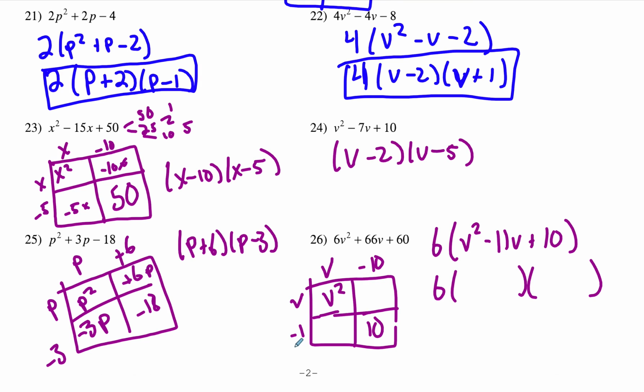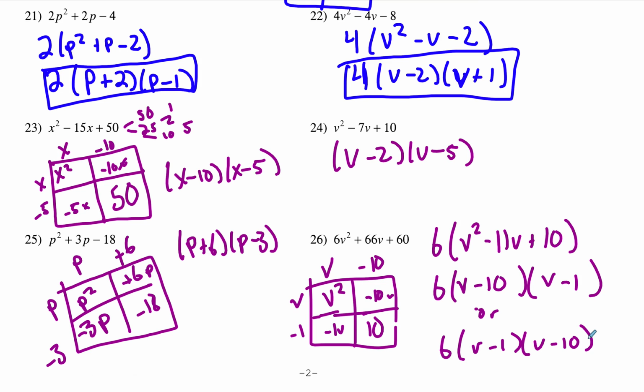Because a negative times a negative is a positive, and a negative times a negative is a negative, and negative 10v minus 1v is negative 11v. And just note, there is some flexibility. If you wrote it like this, v minus 1, v minus 10, you would have also gotten complete full credit.